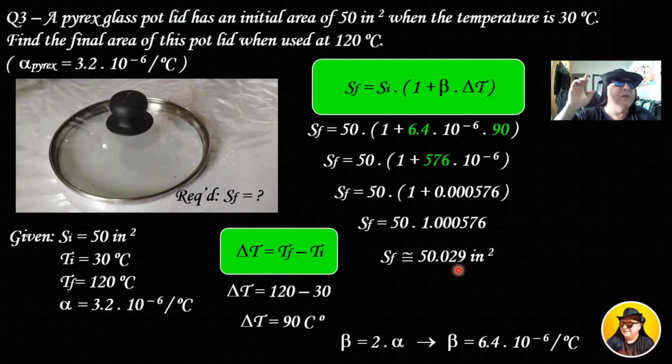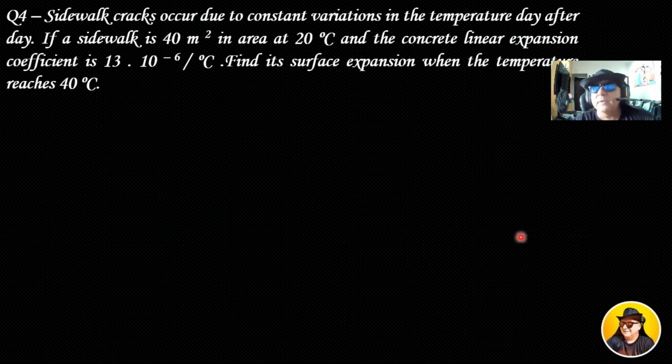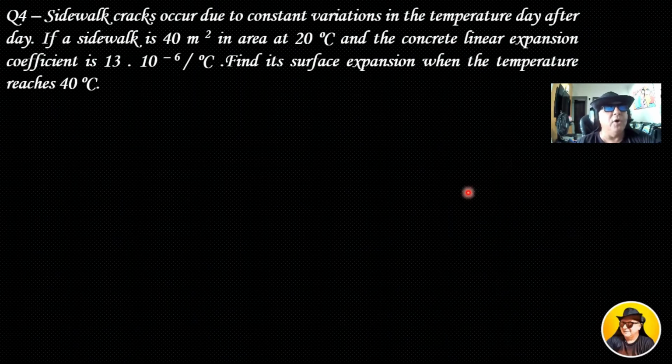Let's go to question number 4. Come on. So far, so good. Question number 4: Sidewalk cracks occur due to constant variations in the temperature day after day. If a sidewalk is 40 square meters in area at 20 degrees Celsius, and the concrete linear expansion coefficient is 13 times 10 to minus 6 over degrees Celsius, find its surface expansion when the temperature reaches 40 degrees Celsius.